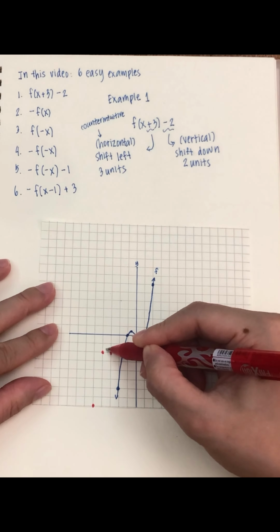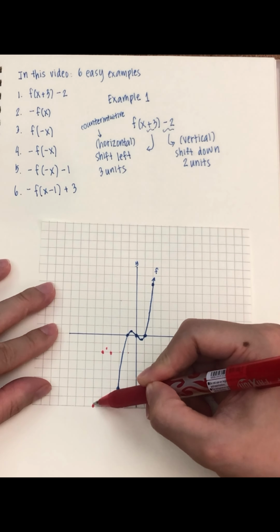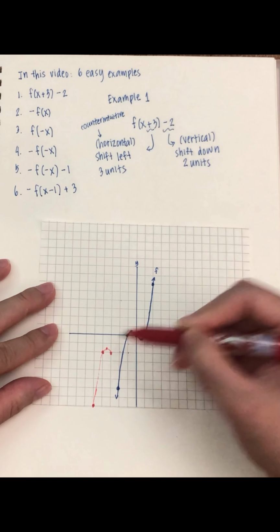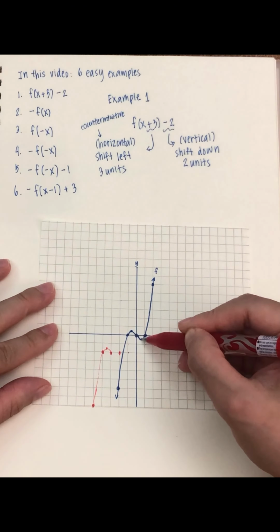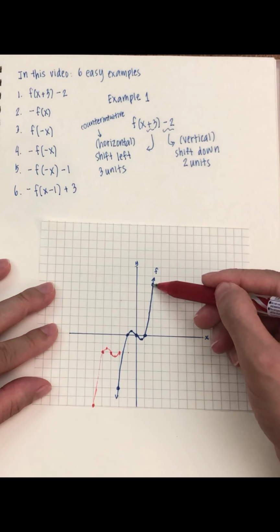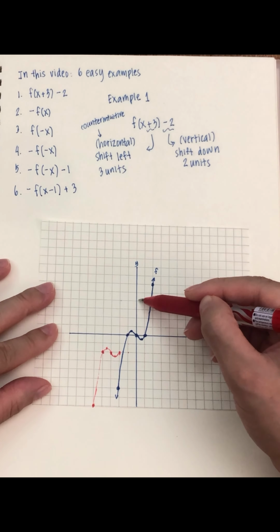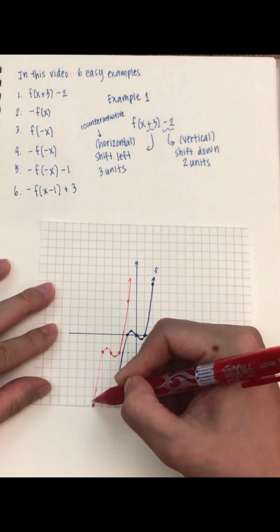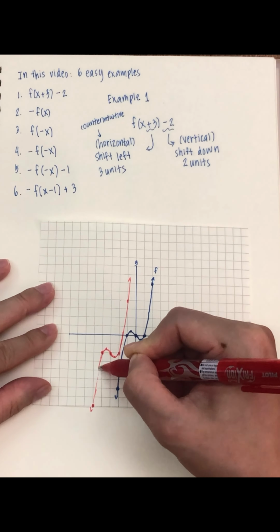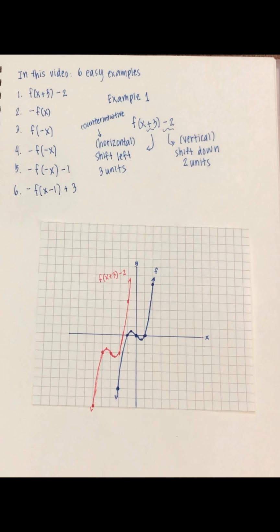This point is over here, okay? This point down, 1, 2, 3. So this point is over here. And finally this point goes down, 1, 2, 3, here. Alright, that's it.